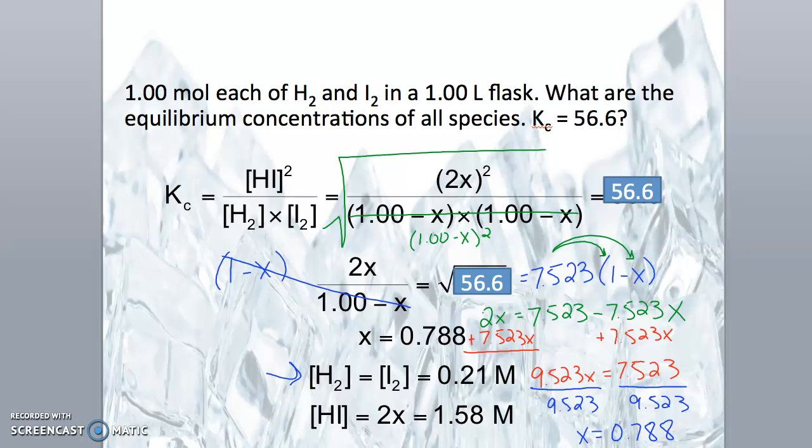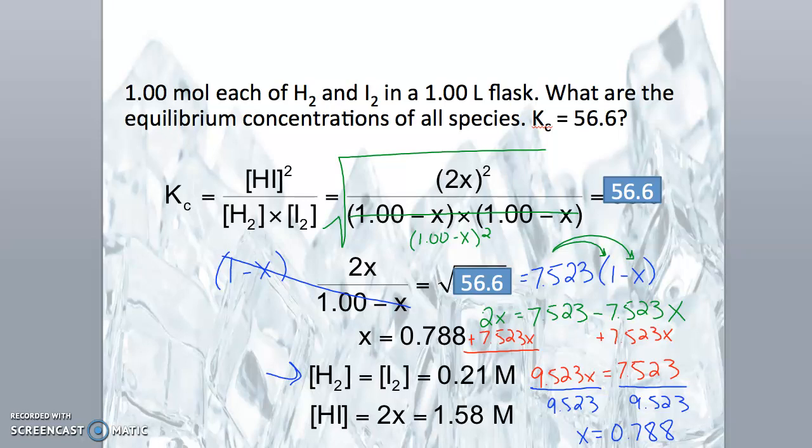This cancels on the left. On the right, we'll have to multiply by 7.523 using the distributive property. Now I will combine like terms, or add 7.523x to both sides. The last step is to divide both sides by 9.523, giving us our x value of 0.788.